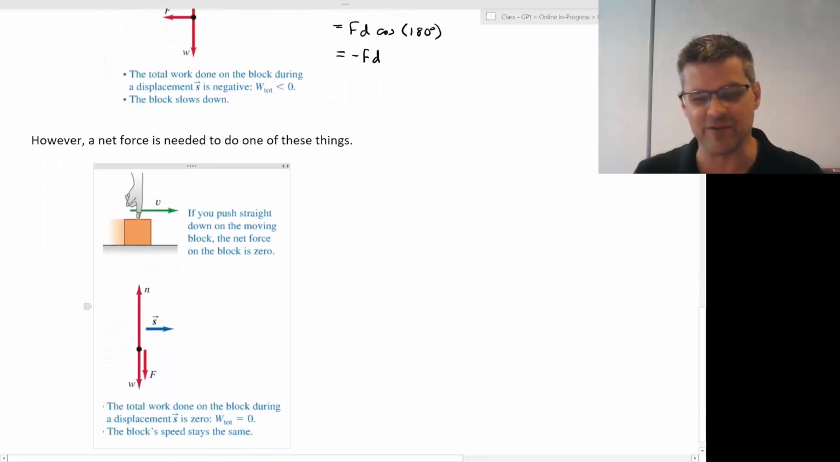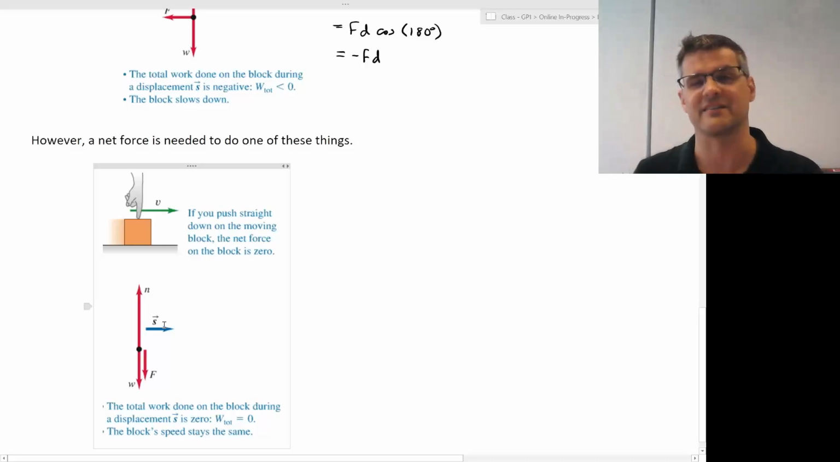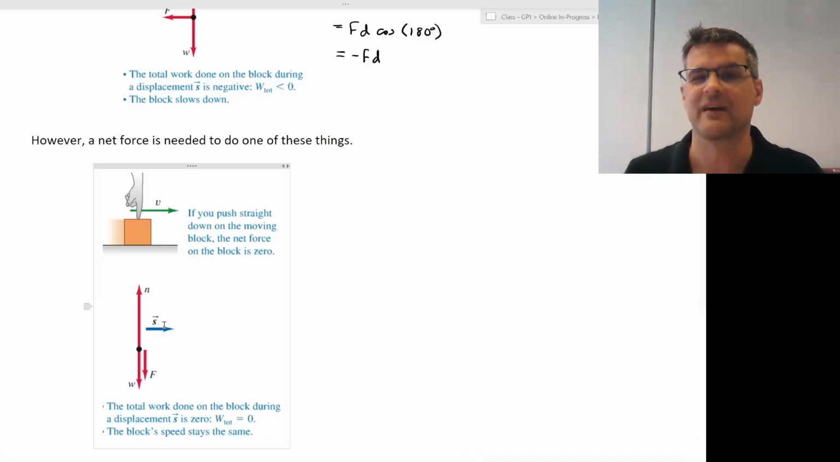And if I was to push straight down on this block, maybe putting another block on top of it or something along those lines, but the velocity here is still to the right, because this new applied force is not in the direction of displacement. It doesn't increase the energy in the system. It doesn't decrease the energy in the system. And it doesn't really lead to any net work.